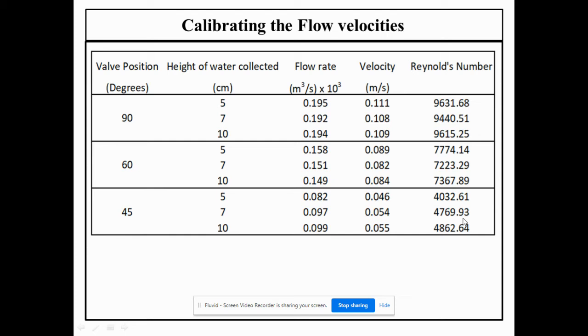We will say that the case of 45 degree will give us a Reynolds number around 4,500, and about 7,500 for a 60-degree opening, and for 90-degree opening we may get about 9,500. So we are able to get this Reynolds number, and here we are going to test everything at a laminar condition, which is 4,000 Reynolds number.